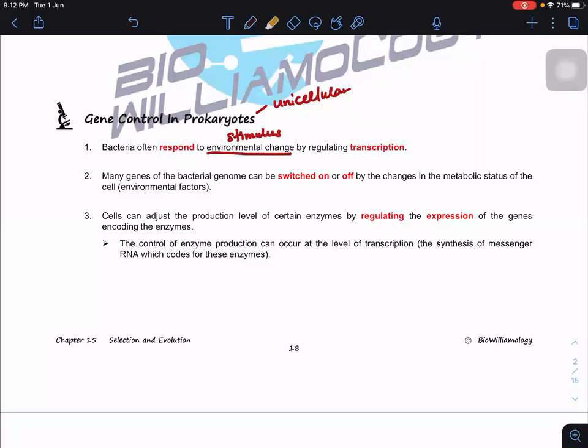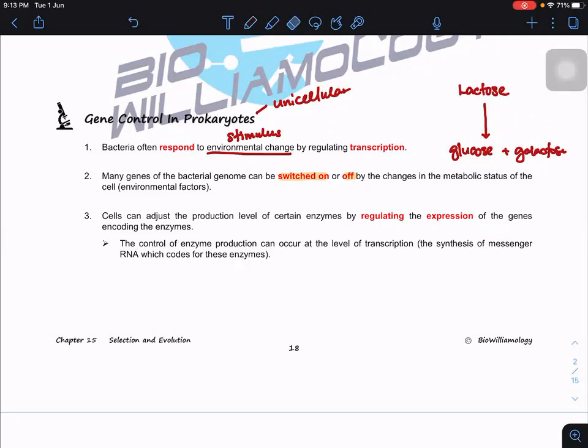So how do they respond? They respond by switching on or switching off a particular gene in the metabolic reaction. When they need a particular enzyme, they switch the particular gene on. So for example, in the presence of lactose, you want to convert lactose into glucose plus galactose, you need the enzyme lactase, for example. Are you clear? Or beta galactosidase for bacteria.